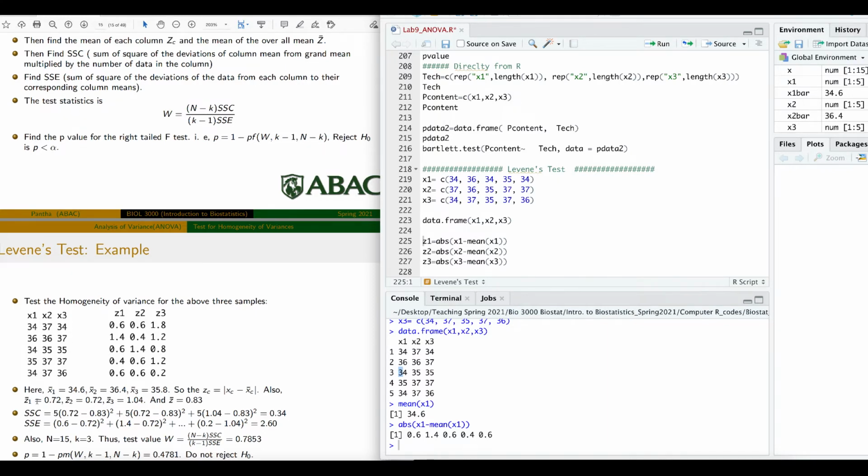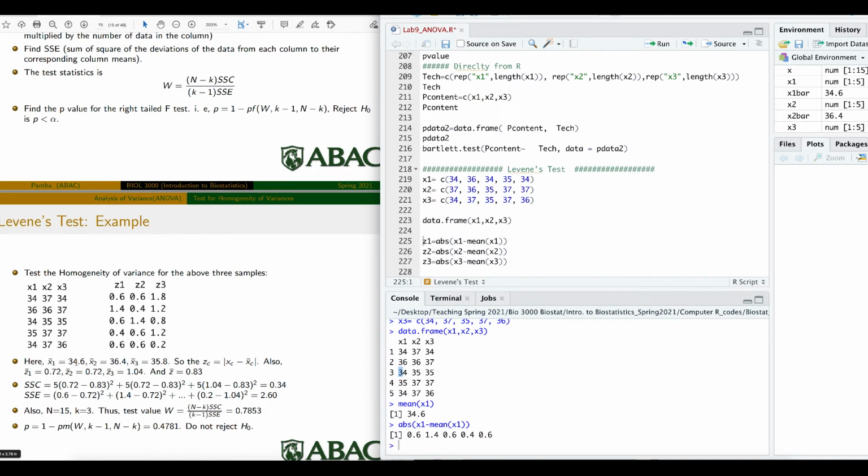That's what we do, and this is what I wrote. Here x1 is 34.6, this is the mean of that. x2 bar is the mean of x2, and x3 bar is the mean of x3. So I use GC equals XC, the column of x, first x1, x2, x3, minus their column mean. That's what I did, GC. And these are the GC: G1, G2, G3. I denote by C the column.